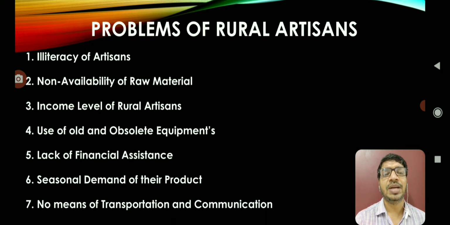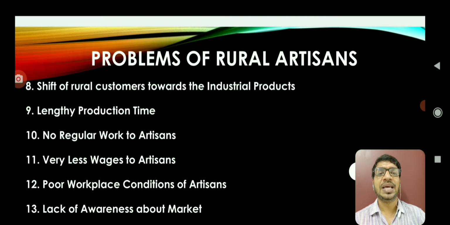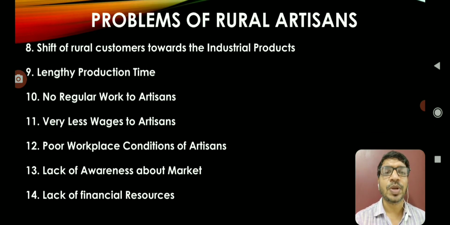So, seasonal demand for these products would be another problem. And no means of transportation and commercialization. If they want to sell their product somewhere else, the choice is limited with respect to transportation and logistics. So again they are dependent on some middleman. They need to pay some margins for them, and they cannot make out the huge potential or demand available for the products or services. This is another kind of drawback.